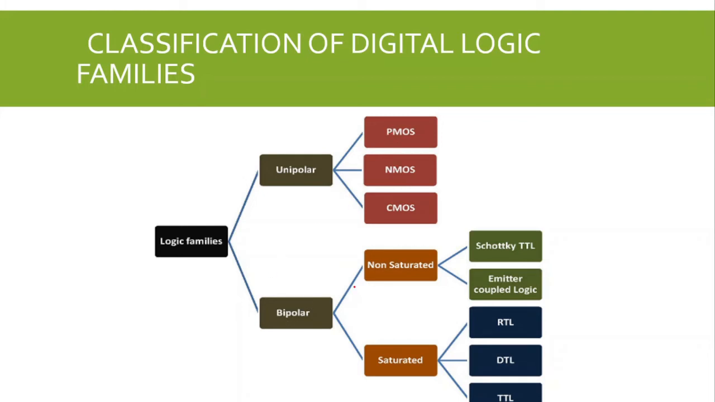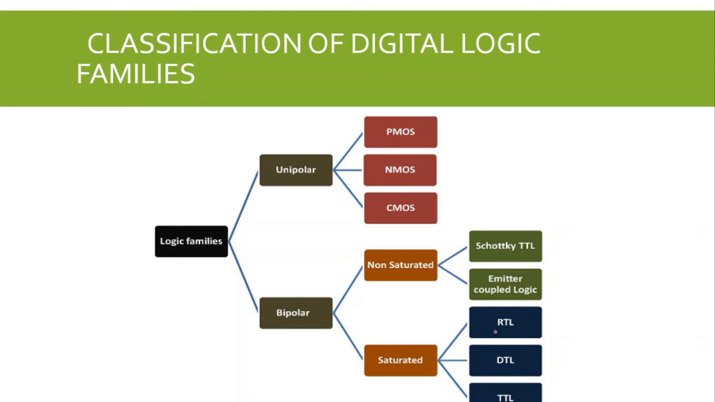Now in bipolar we have non-saturated and saturated. We know that bipolar devices have three regions of operation: the active region, the cutoff region, and the saturation region. Now in saturated technology we have three regions of operation, which are the cutoff, the saturated, and the active. But in non-saturated we have only two regions of operation, which are the cutoff and active. The non-saturated are the Schottky TTL and the emitter coupled logic. Remember that the emitter coupled logic is the fastest technology.